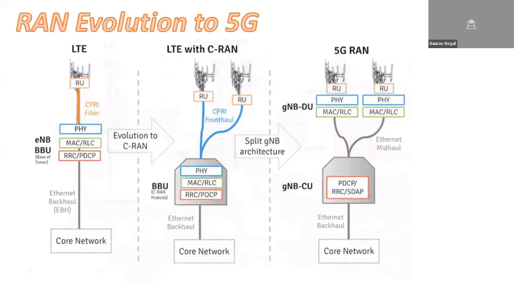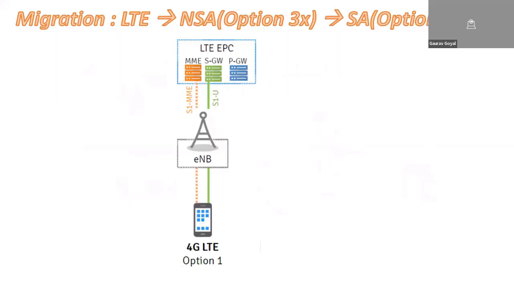Let's talk about RAN evolution to 5G. We have already discussed that. Let's talk about migration from LTE to NSA. What is NSA? NSA is non-standalone, right? So here you can see that the first option is LTE, and we all know the nodes of LTE, right?